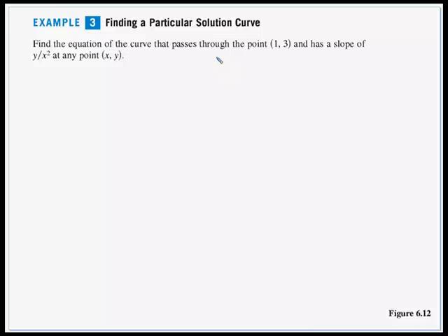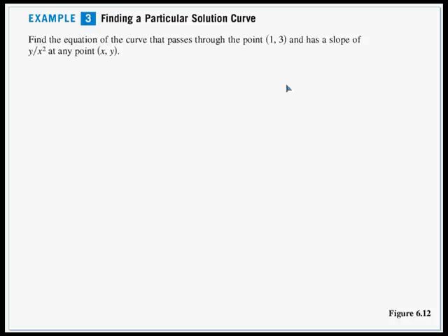Example 3, last example for section 6.3. Find the equation of the curve that passes through the point (1, 3) and has a slope of y over x squared at any given point (x, y). So we have an initial condition, but they have not handed us our differential equation. They've sort of hidden it in a word problem.